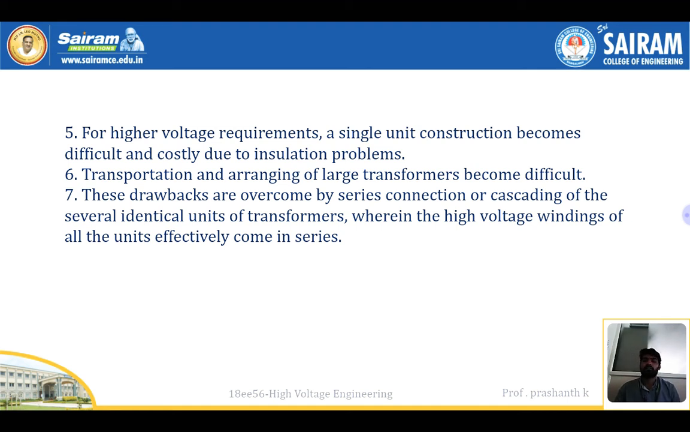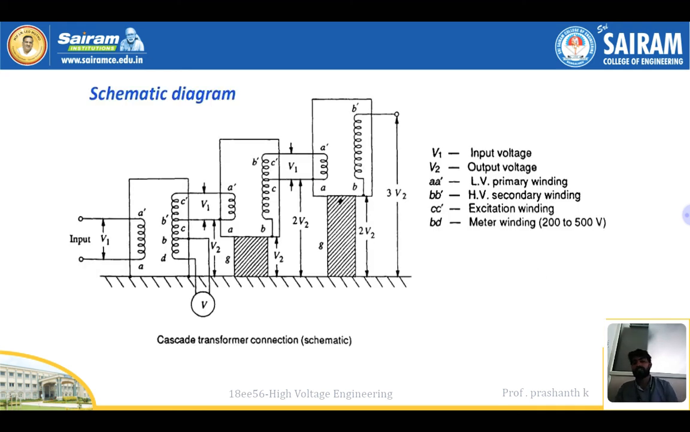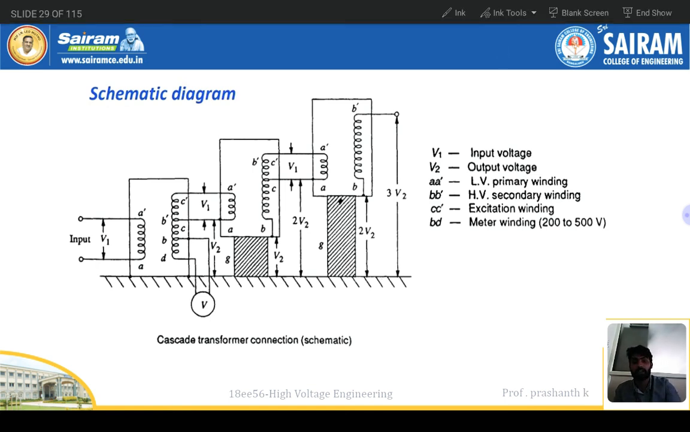See here, the cascading of transformers, whatever we are connecting, is for increasing the voltage. The name itself indicates we want high voltage AC generation, right? The more units we connect, the more the voltage level increases. So as you can see in the diagram, the cascade transformer connection and the schematic cascade connection.